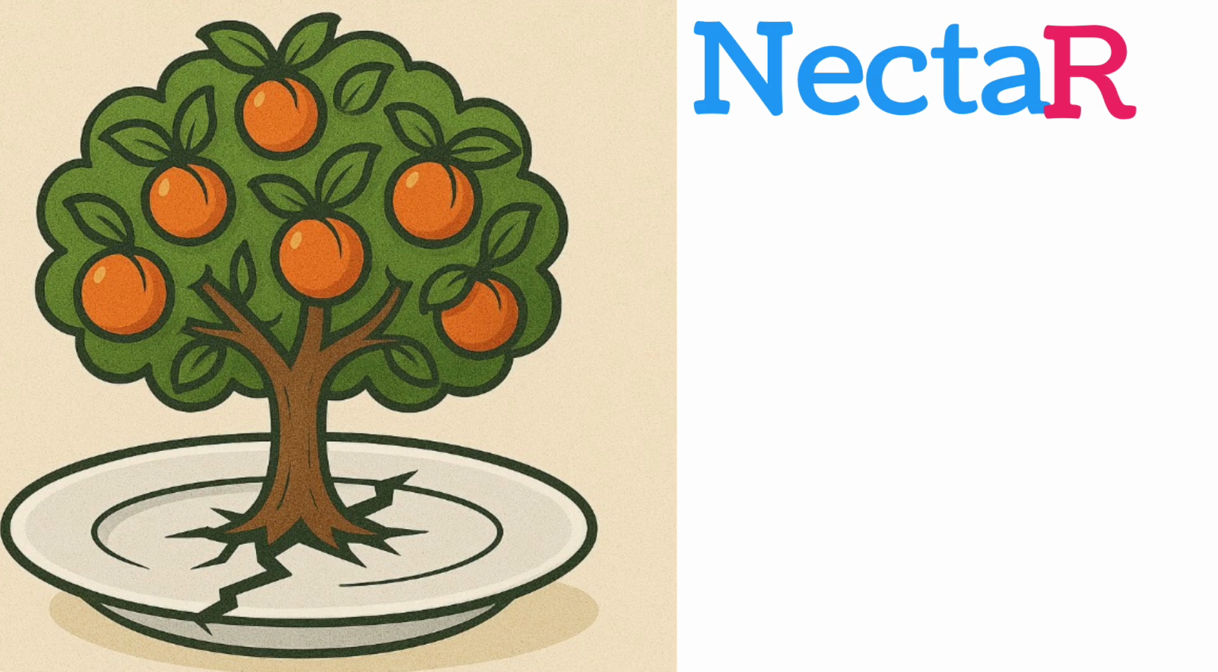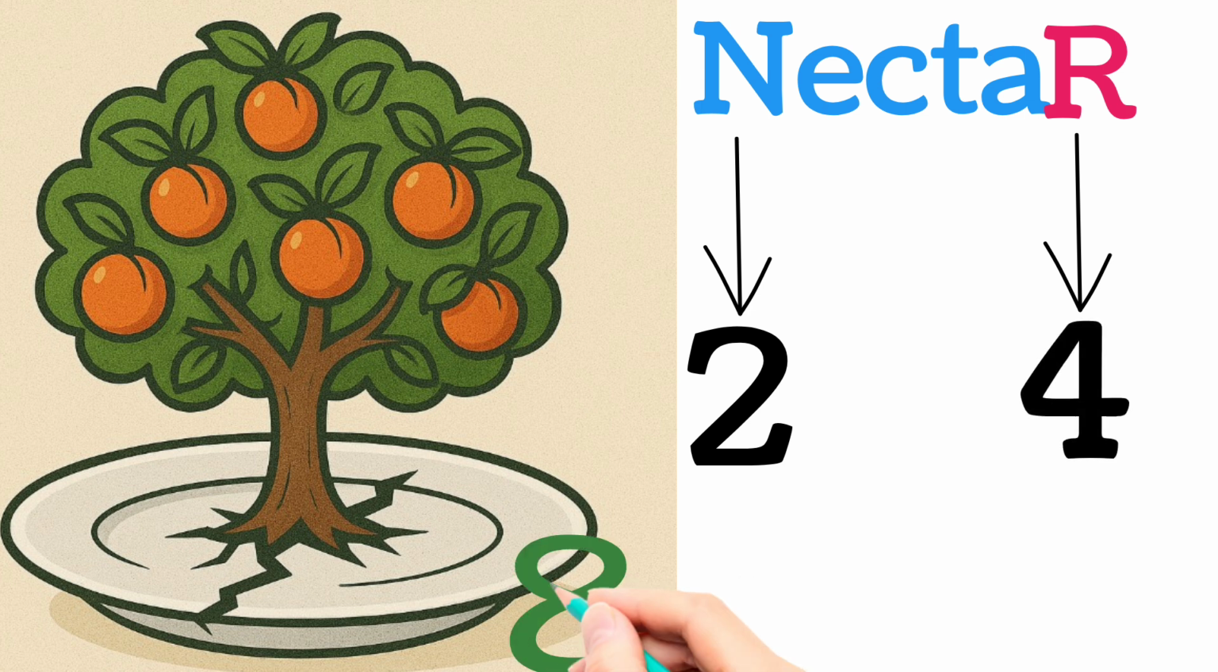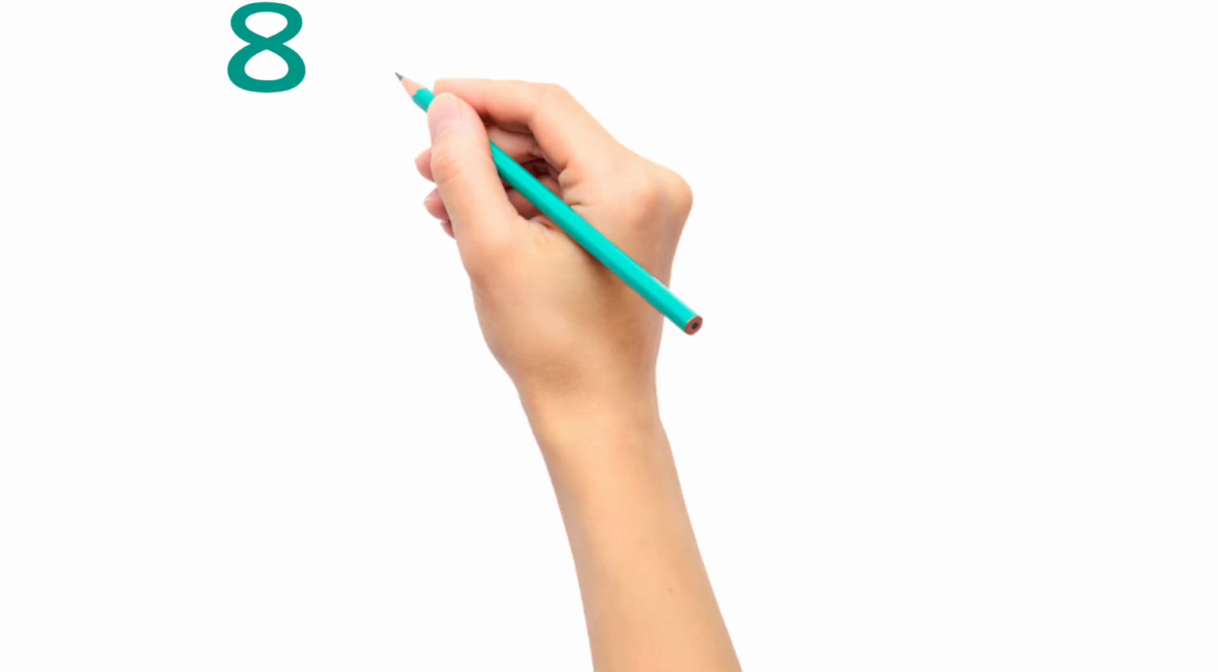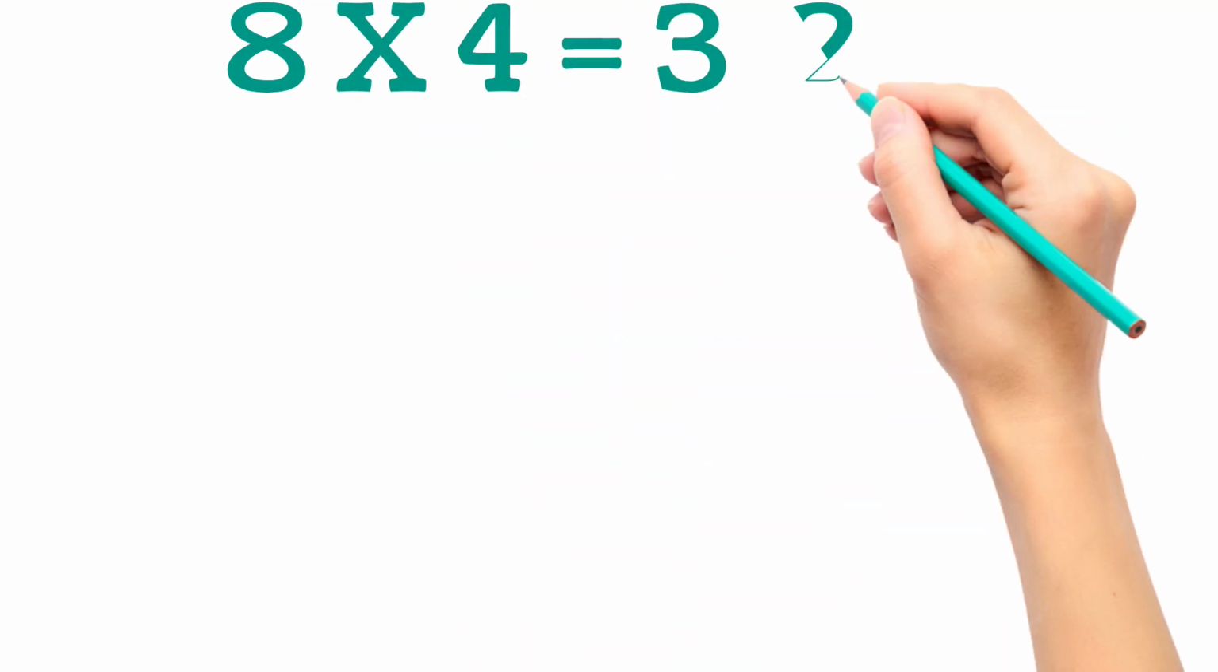8 is plate, 3 is tree. And from the plate grew a tree full of nectar fruits. Plate, tree, nectar. And the word nectar has N is equal to 2 and R is equal to 4. So 8 threes are 24. Now say it together, kids. 8 threes are 24. Now let's find out 8 fours are what?